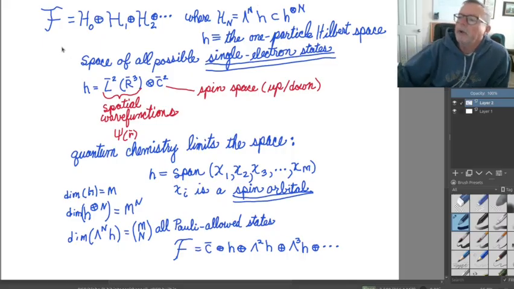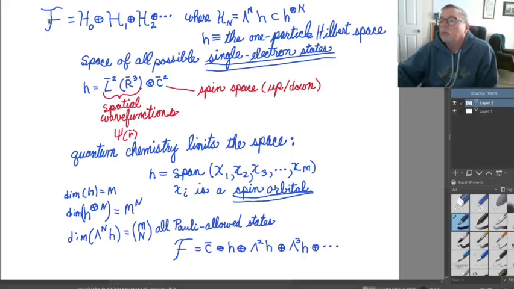I think we're ready now to describe Fock Space. It's an infinite space, but it's made up of all these little pieces. Now notice, this is not a tensor product. This is a direct sum. So all these pieces belong to that.